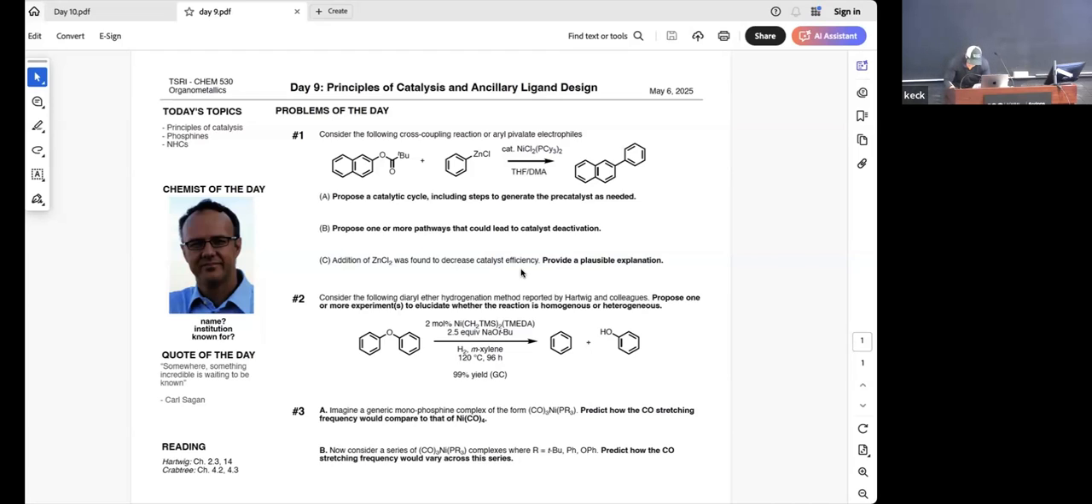Okay, wait, now I have to make sure I'm getting this right. I would think that the tert-butyl group is going to be more electron donating, so that's going to have a lower CO stretching frequency, right? It gives a more electron-rich center. You tell me. I think that's right. Okay. And then what about phosphine versus phosphite?